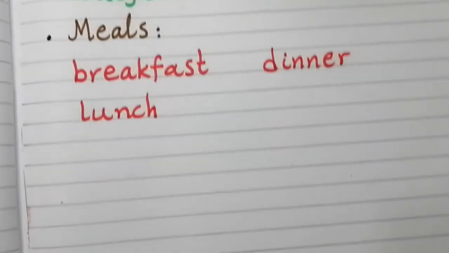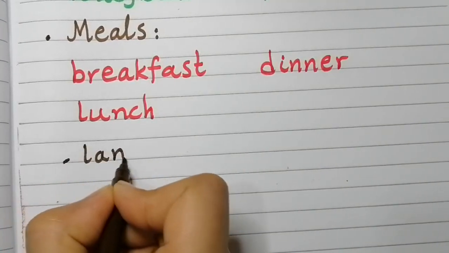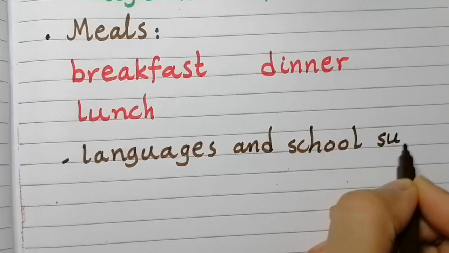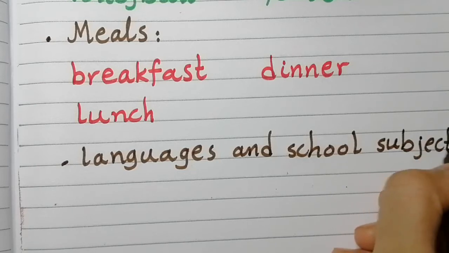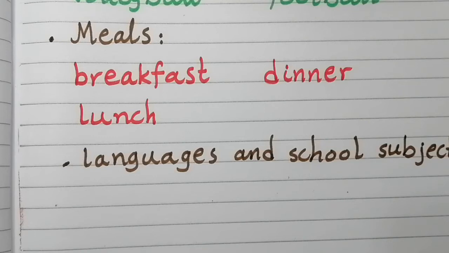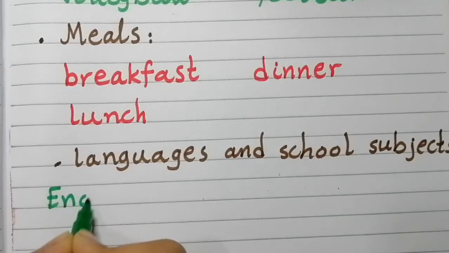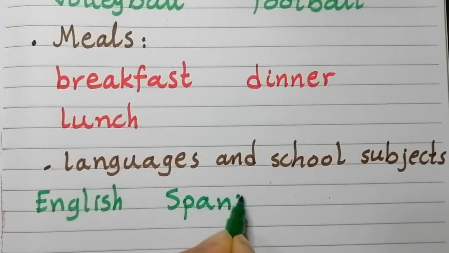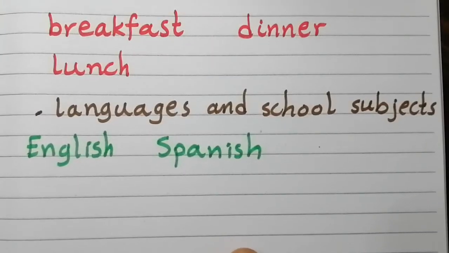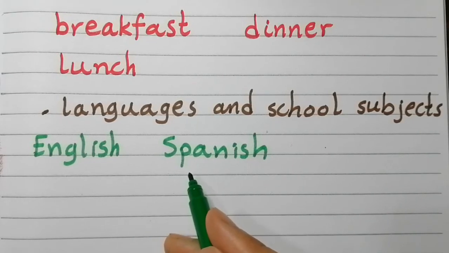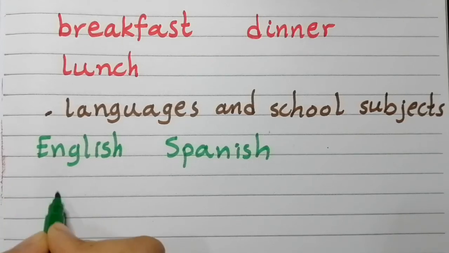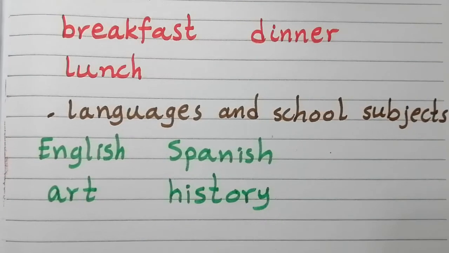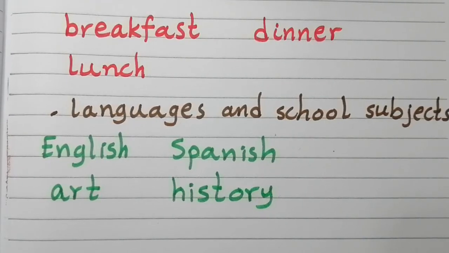Also, we do not use "the" with languages and school subjects. For example, English. We do not say the English. We say English as a subject or a language. English, Spanish. We do not say the Spanish. If we are talking about people, we say the Spanish. But generally, as a language or a school subject, we say English, Spanish. Also, art, we do not say the art, we say art, a subject at school. And also the subject where you study history, we say history, okay? We do not say the history, we say history.